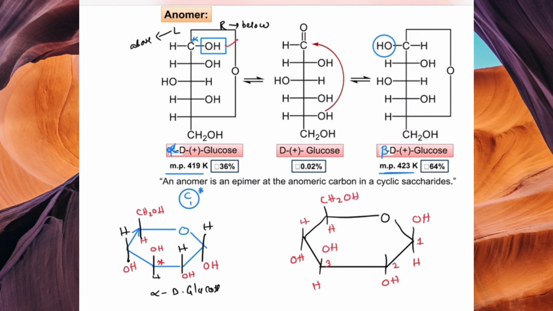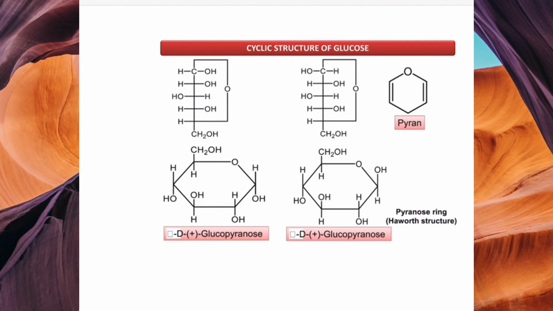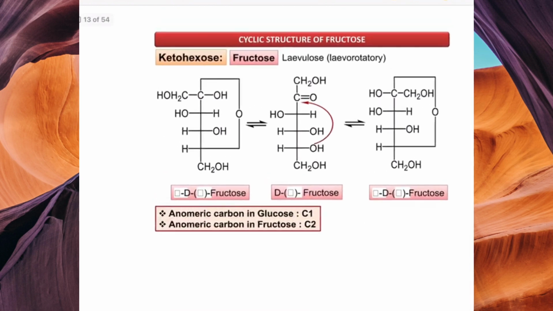So this is very, very important: the difference between alpha D glucose and beta D glucose. They differ in their configuration only at the C1 carbon, you see. C1 carbon OH group is on the downside, right side, alpha; left side, beta. Very, very important. Next, already we discussed the pyranose structure. In pyranose structures, we have five carbons plus one oxygen.